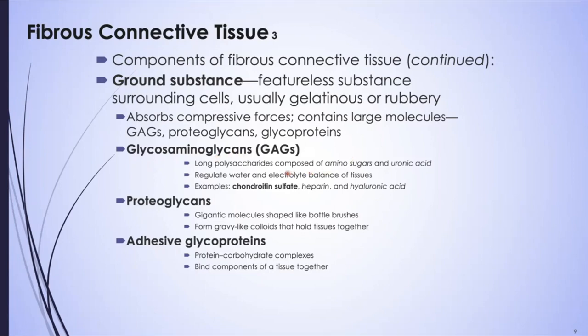So let's use our words that we've learned in the past. A saccharide is a sugar, so we are dealing with a carbohydrate. Poly, so we are dealing with a long chain of sugars. These long polysaccharides are also going to contain amino groups and uronic acid. And so they help to regulate water and electrolyte balance of tissues. Examples of the GAGs are chondroitin sulfate, heparin, and hyaluronic acid.